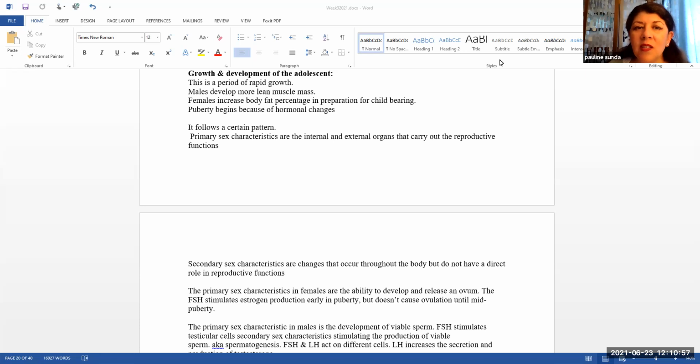Males develop more lean muscle mass. Females increase body fat percentage in preparation for childbearing. Puberty begins because of hormonal changes. It follows a certain pattern.